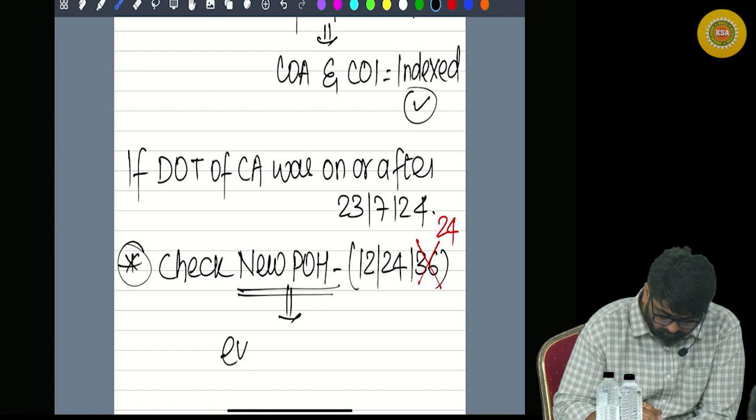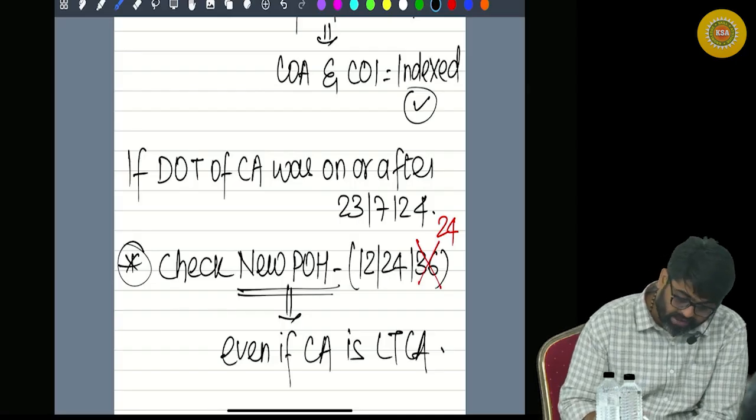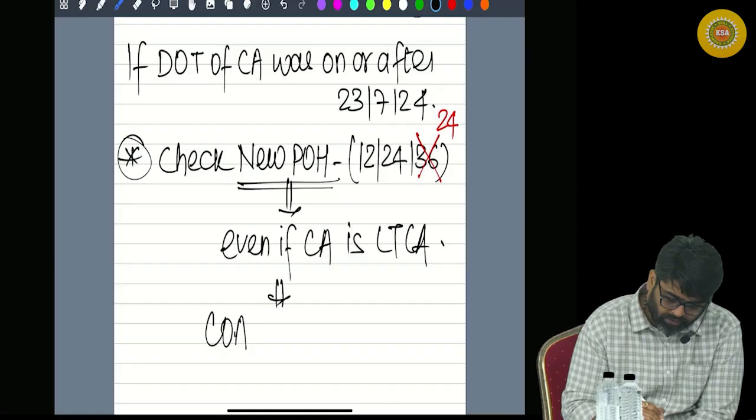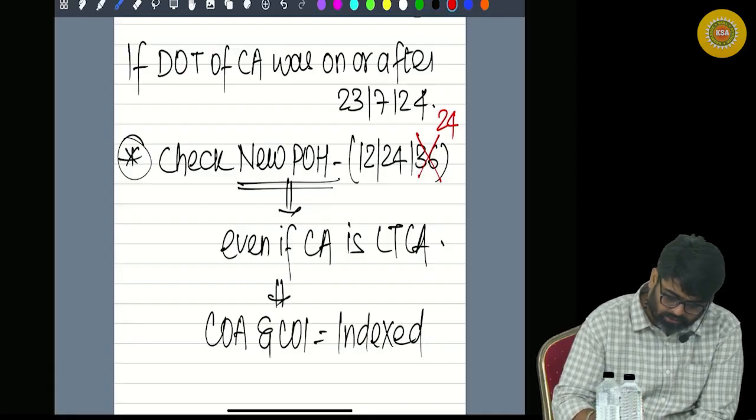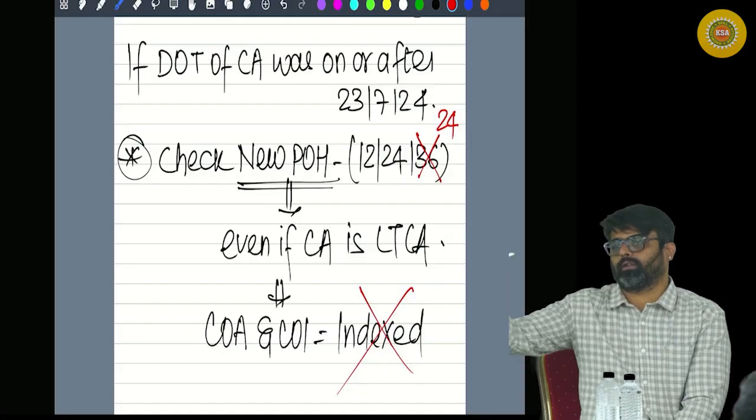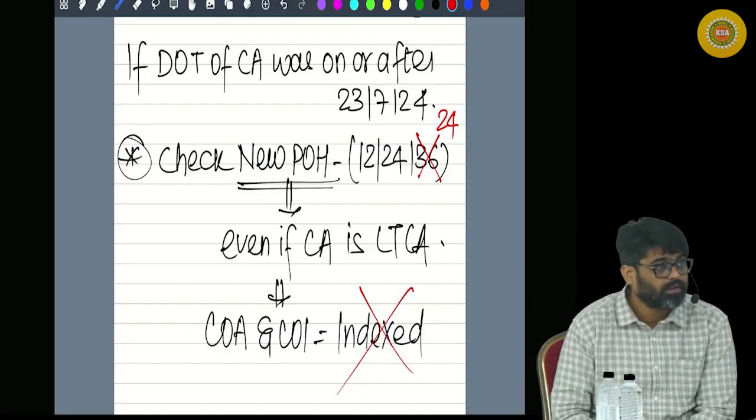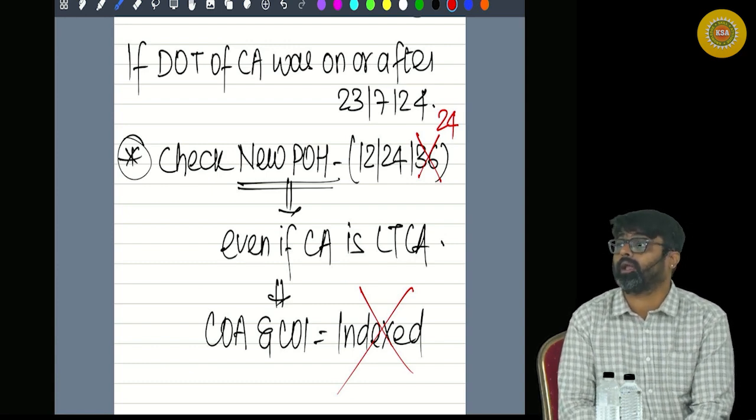Now based on this new period of holding, even if the capital asset is a long-term capital asset, are the cost of acquisition and cost of improvement indexed or not to be indexed? Not to be indexed, because on or after 23rd July the indexation benefit is gone. Will you remember this? Easy, difficult? Trying to make it as easy for you as I can.